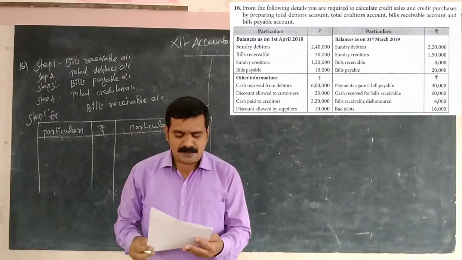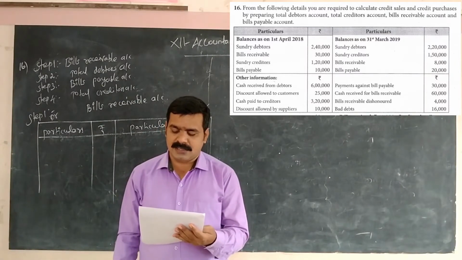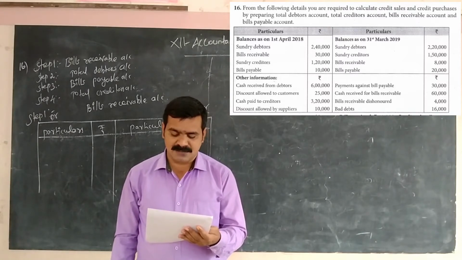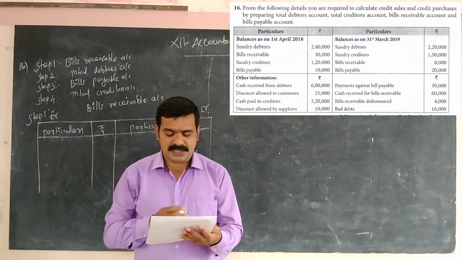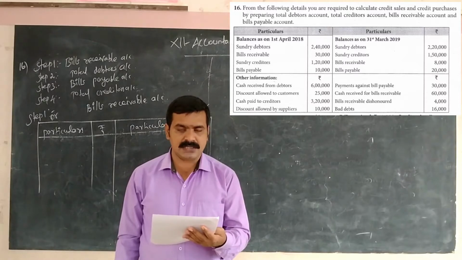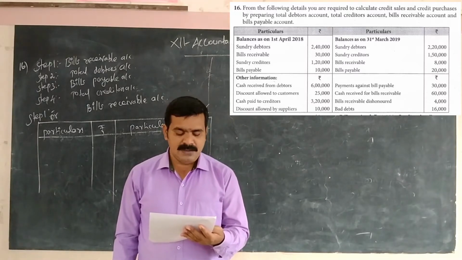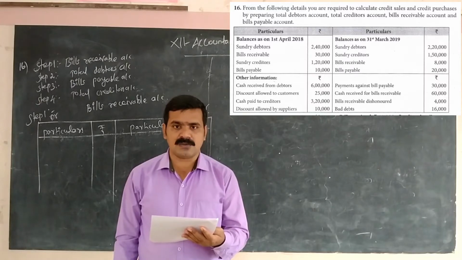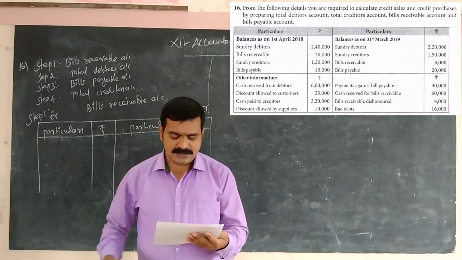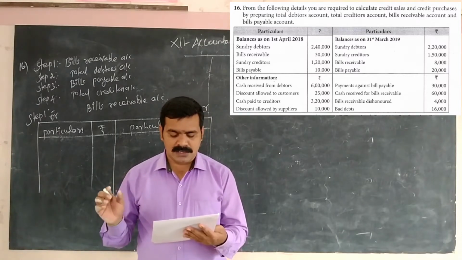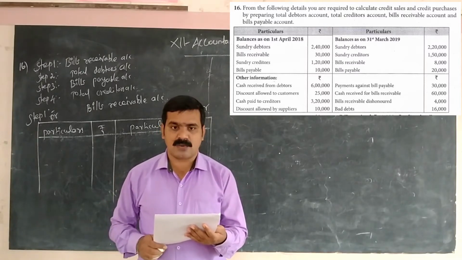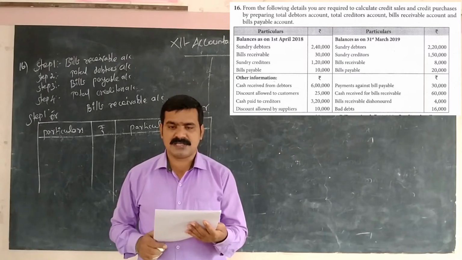Okay, so in this problem, from the following details you are required to calculate credit sales and credit purchases by preparing the total debtors account, total creditors account, bills receivable account, and bills payable account. Okay, so opening balance and closing balance are given. Balances as on 1st April 2018: sundry debtors 2,40,000, bills receivable 30,000, sundry creditors 1,20,000, bills payable 10,000. Those at the side are all the closing balances: sundry debtors 2,20,000, sundry creditors 1,50,000, bills receivable 8,000, bills payable 20,000.